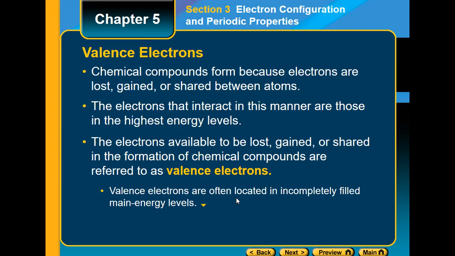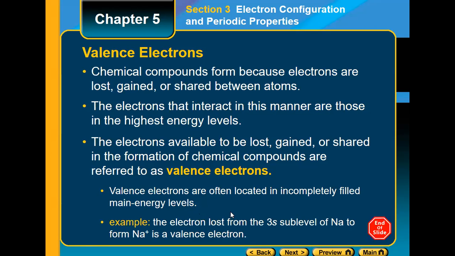So valence electrons are often located in an incompletely filled main energy level. They are always incomplete because the only complete energy levels are found in noble gases, and all other elements try to be like noble gases, so they try to fill their outermost energy level. For example, the electron lost from the 3s sublevel of sodium to form the sodium cation is a valence electron.